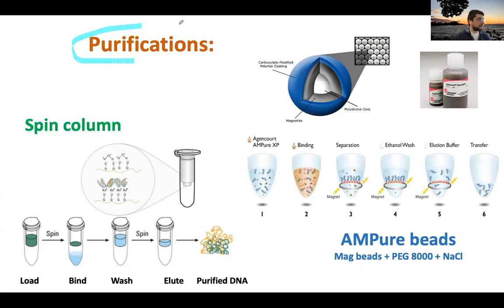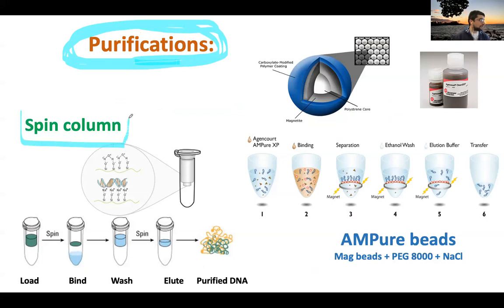I just briefly mentioned, if you didn't purify your final library well. This brings me to how we purify our libraries, or how we purify our reactions during the library preparation. We talked about end repair, A-tailing, adapter ligation. How do we purify our DNA after each reaction? There are two main methods.